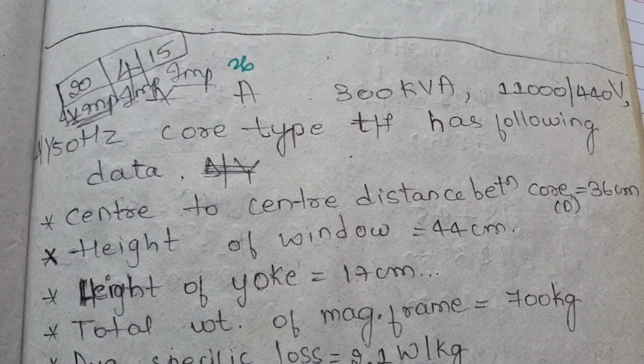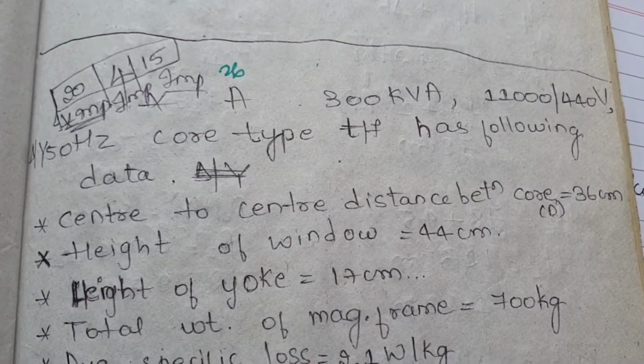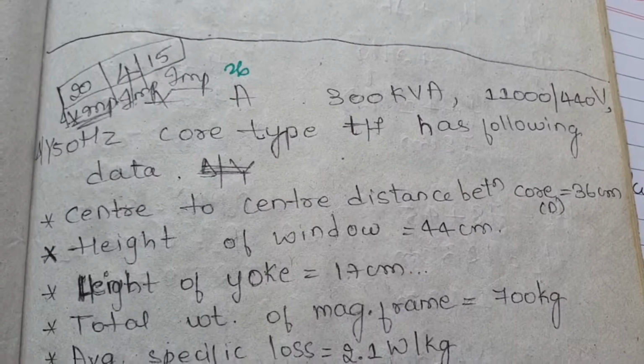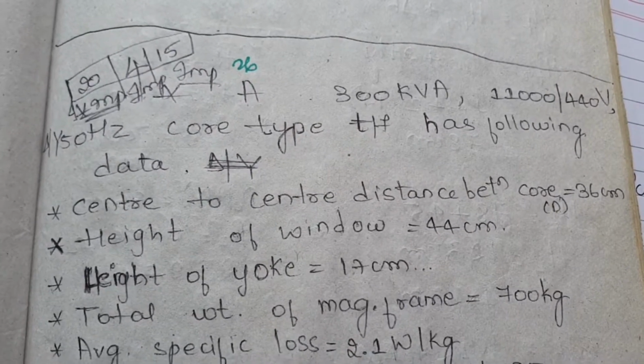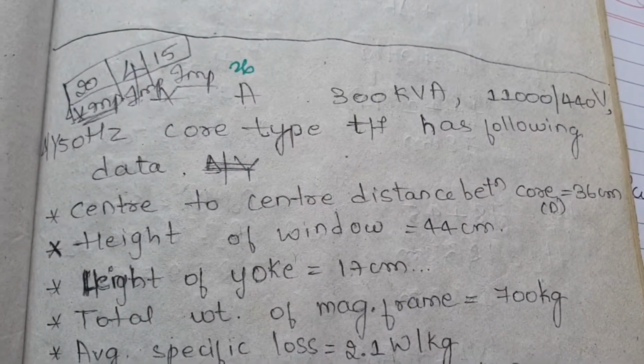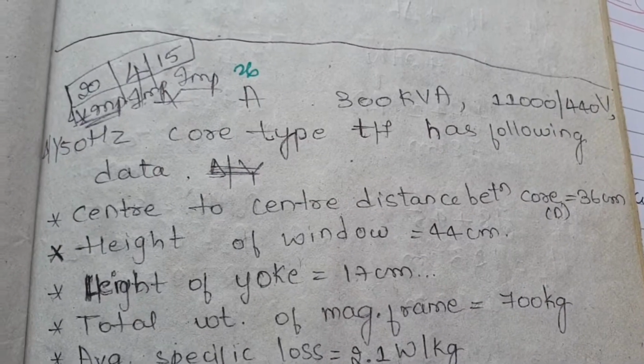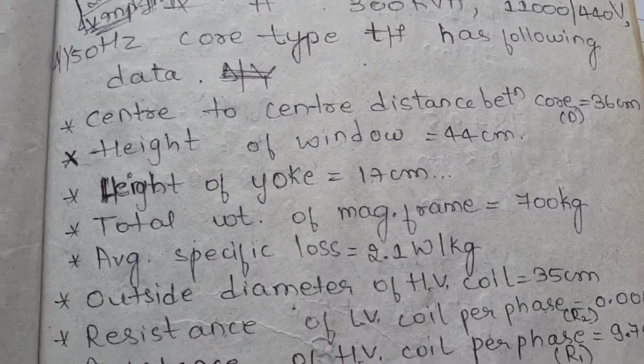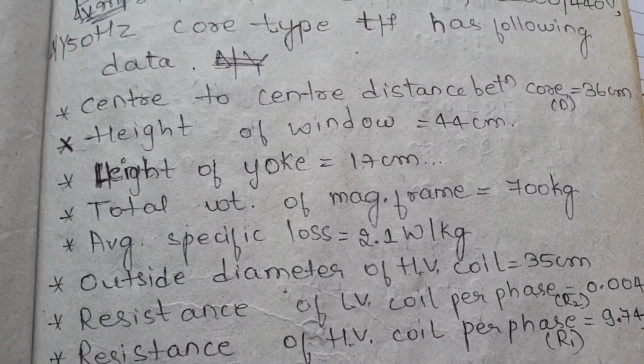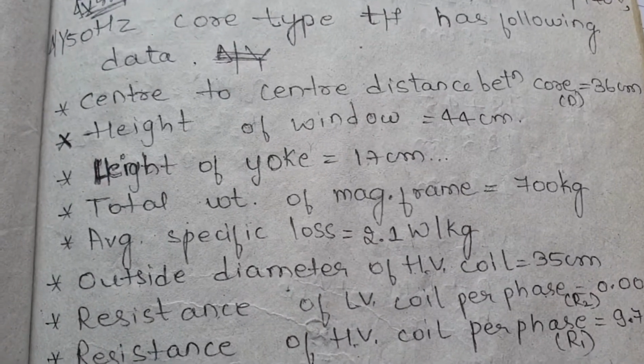Take down the next numerical. A 300 kVA, 11,000 by 440 volt delta by star connected 50 Hz core type transformer has the following data. Center to center distance between core is 36 cm.